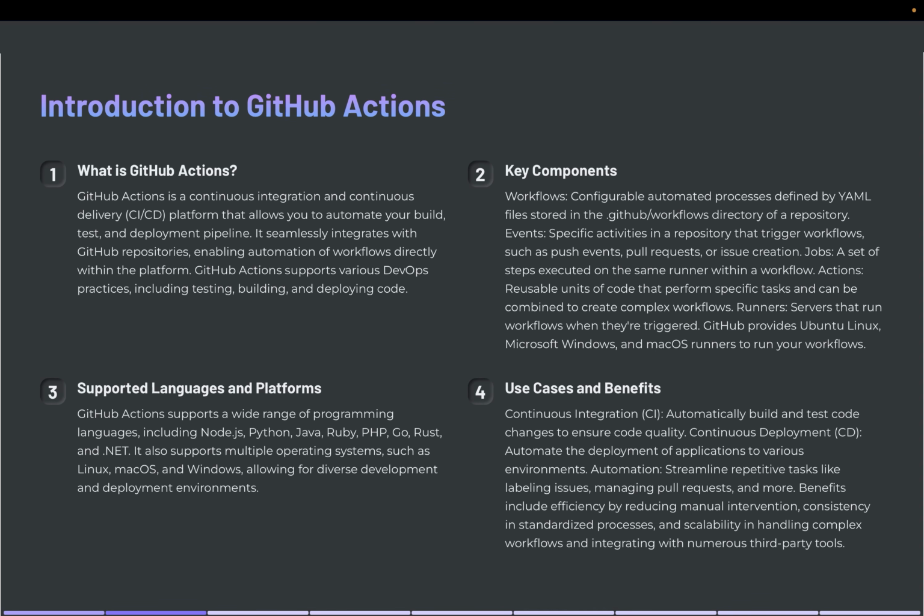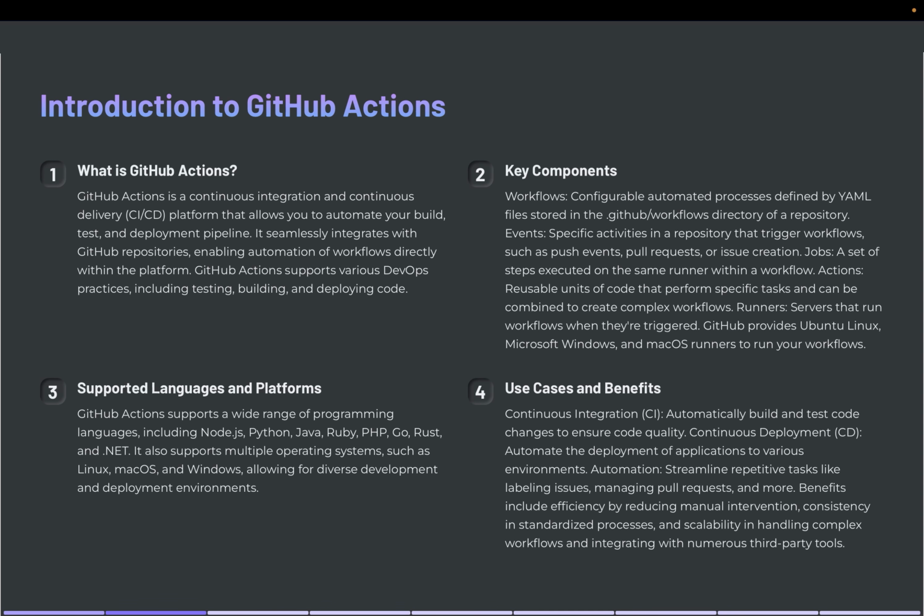The key components of GitHub Actions include workflows, events, jobs, and actions, which are defined using YAML files and triggered by specific activities within a repository. Runners, available on multiple operating systems such as Linux, Mac OS, and Windows, execute these workflows, allowing for diverse development and deployment environments. GitHub Actions supports a broad range of programming languages, including Node.js, Python, Java, Ruby, PHP, Go, Rust, and .NET, making it suitable for many types of projects.